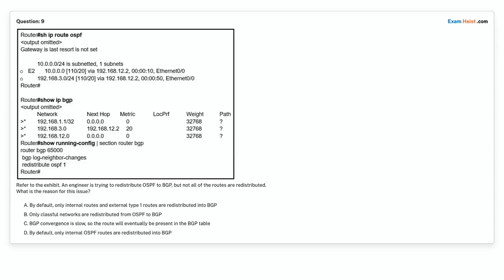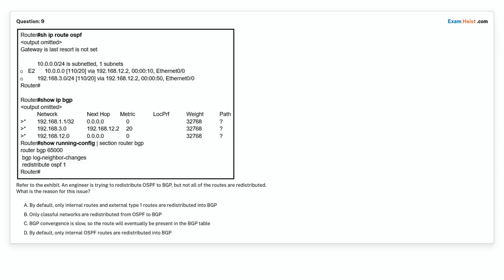Option A. By default, only internal routes and external Type 1 routes are redistributed into BGP. Option B. Only classful networks are redistributed from OSPF to BGP. Option C. BGP convergence is slow, so the route will eventually be present in the BGP table. Option D. By default, only internal OSPF routes are redistributed into BGP.